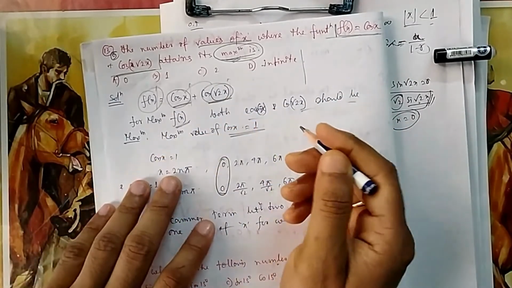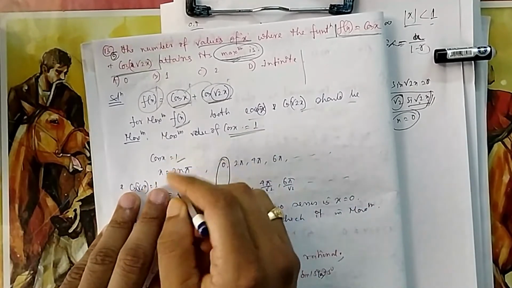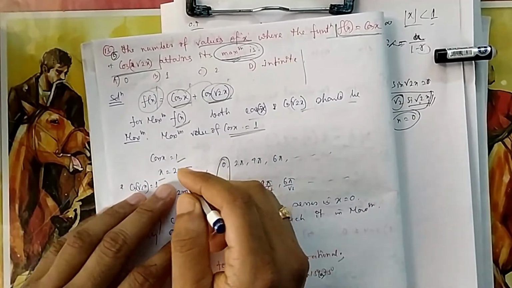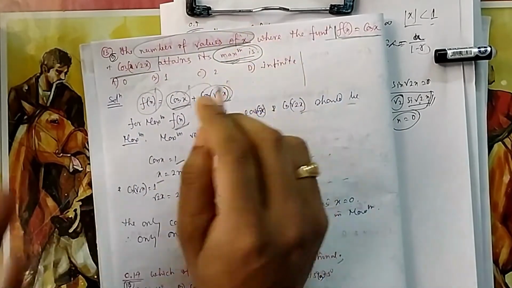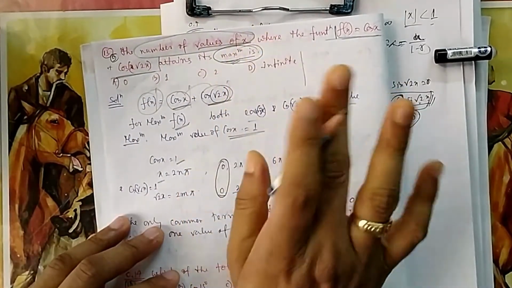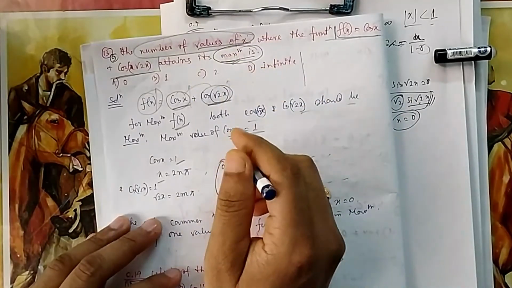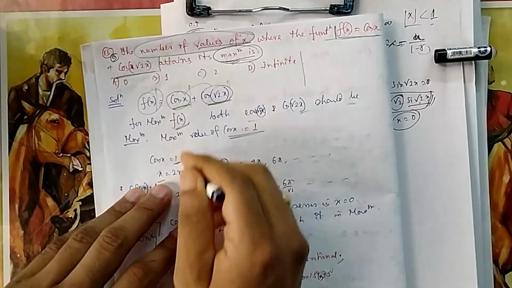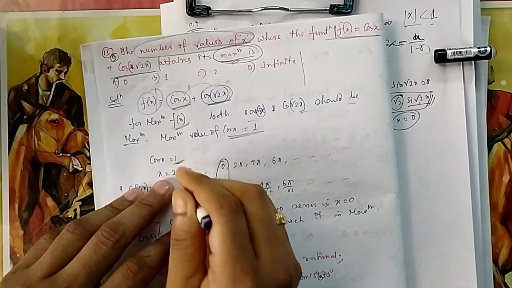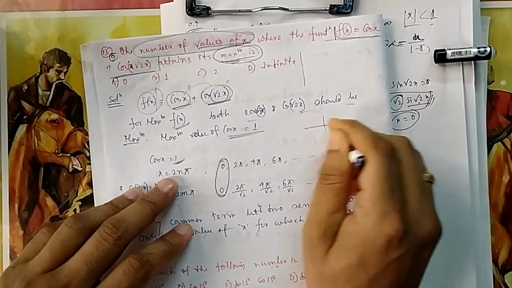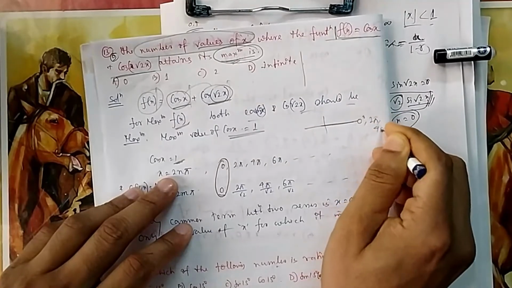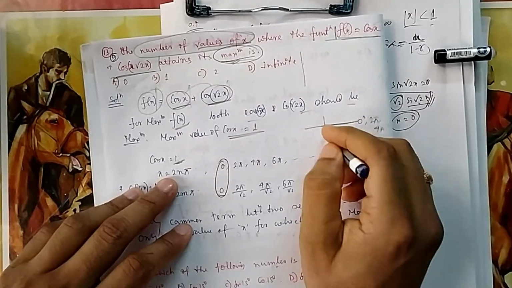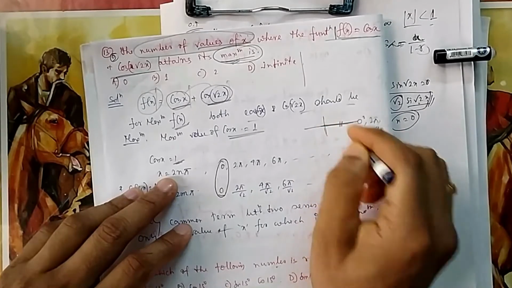The maximum value of cos x is 1. So if cos x is 1, then what is the value of x? Because they are asking how many values, the number of values, not the solution, for how many values of x it will attain the maximum. So cos x attains its maximum for what values? Whenever it comes to this line, it is 0. cos 0 is 1, cos 2 pi is also 1, cos 4 pi is also 1. So anytime you come to this line, this will always be 1.